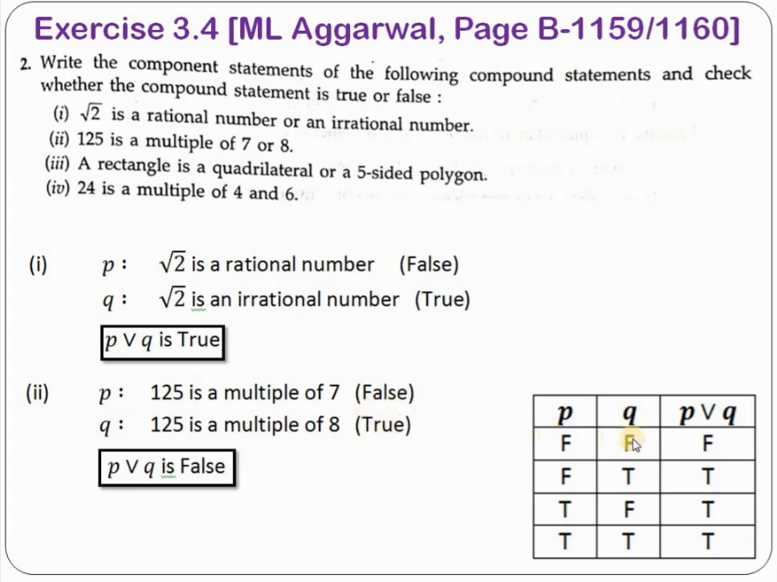So when both the statements are false, then only my result will be false. So that's why this is also false. All right, so you may try 3 and 4 by yourself. So you may pause the video to note down. Okay, so the next thing that we learn here is inclusive or exclusive "or".